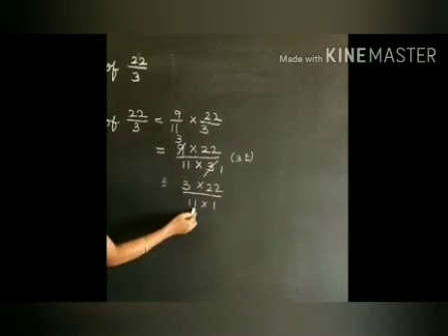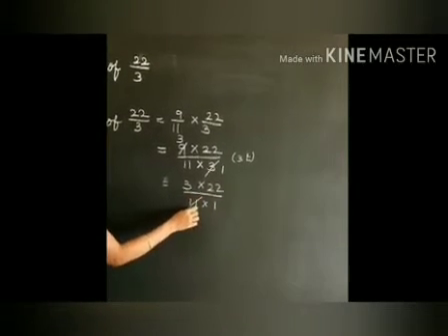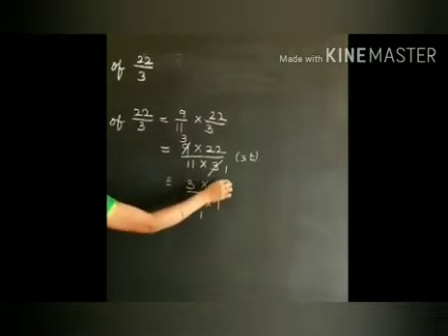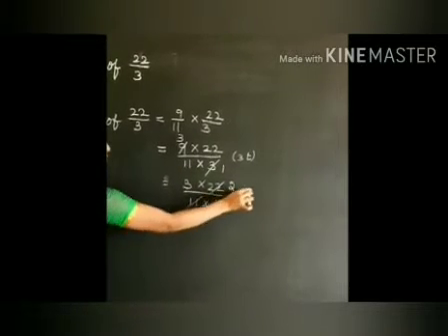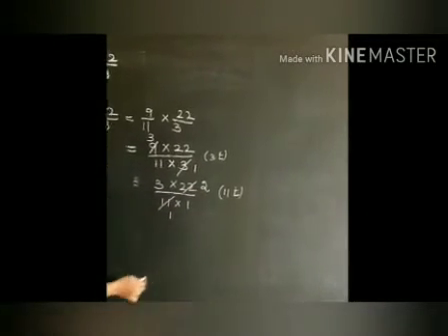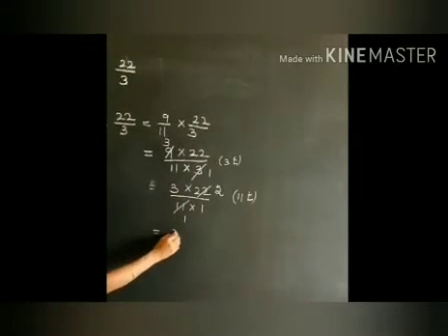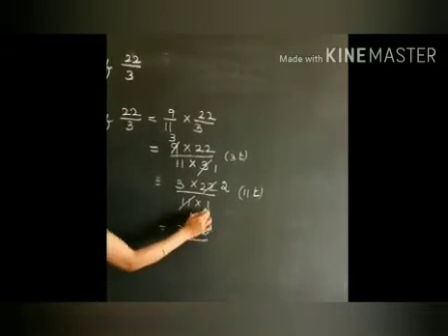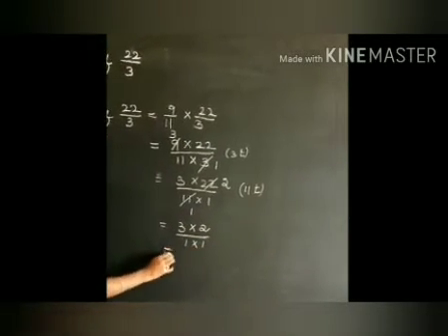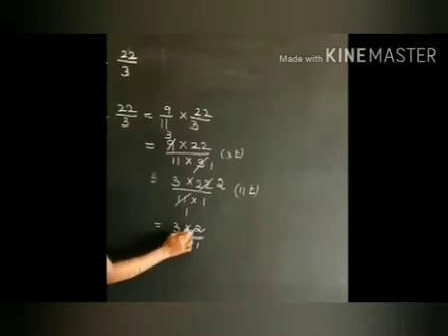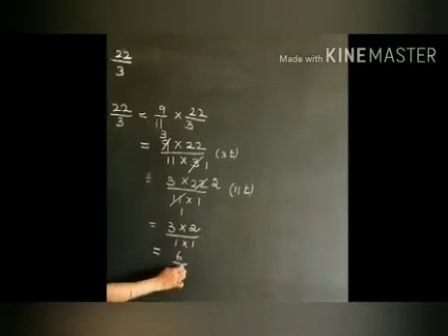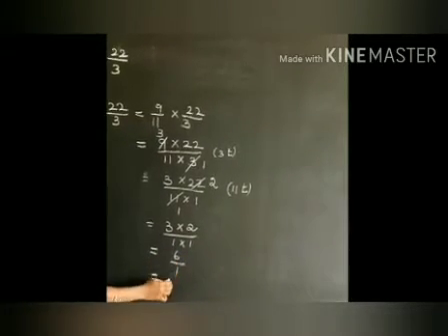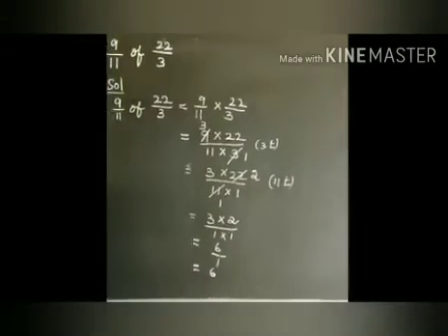Next, it is possible to cancel the numbers 11 and 22. Which table are we going to use? 11th table. In the 11th table, how many times does 11 come? Only 1 time. 1 11s are 11. 2 11s are 22. Which table are we using here? 11th table. What is your numerator? 3 into 2 divided by 1 into 1, which is equal to 3 into 2, that is 3 2s are 6, divided by 1 1s are 1. Any number divided by 1 gives the number itself, so the answer is 6.